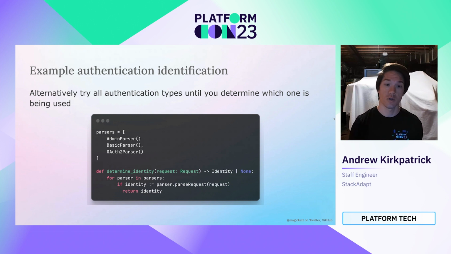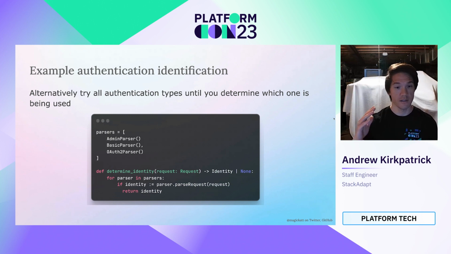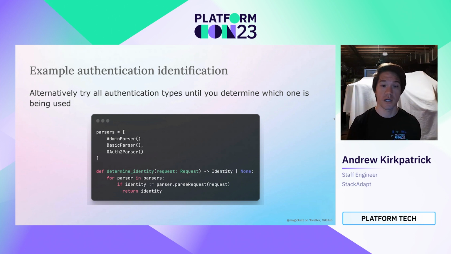Alternatively, if that's not possible, one way you could do it is have it in some kind of logical order and try all of them every single time. So say, here are all of the types that I expect to see. Let me try and figure out if it's any one of these that I expect to see, and if not, then we assume that they can't authenticate.